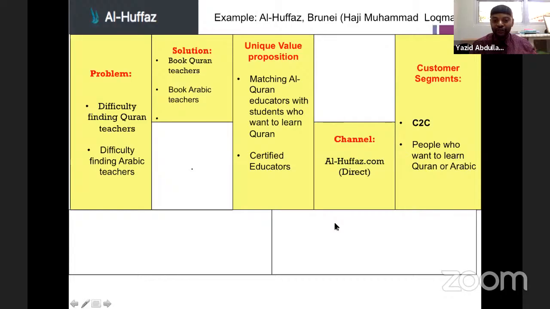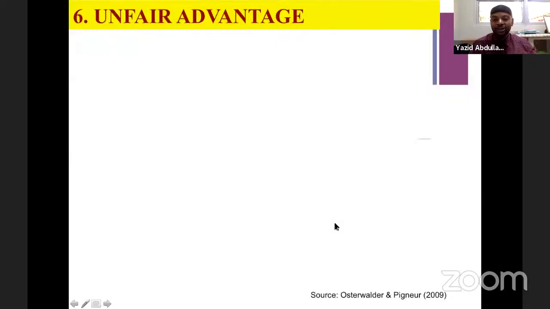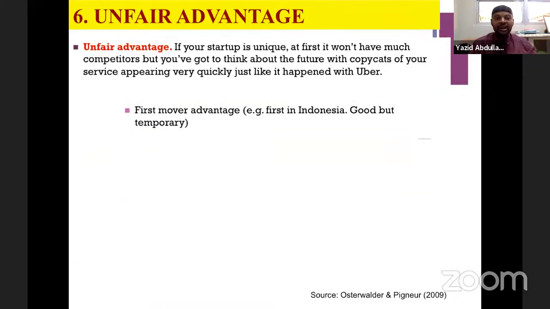So now we have 4 more components. The next thing is called unfair advantage. You see, when you start a business, if your startup is unique, if you have a unique product, at first it won't have much competitors, but you've got to think about the future. Because if you build a successful business and people hear, oh, Amalia and some other ones, Rudy and others are making money, and Pamiftar, he has started this startup, is making millions of dollars. What do you think other people will do?